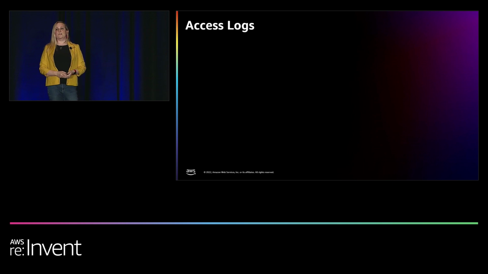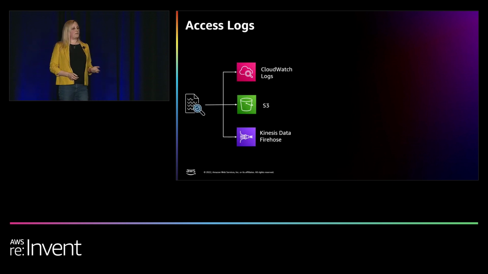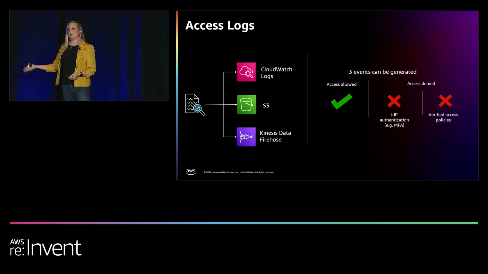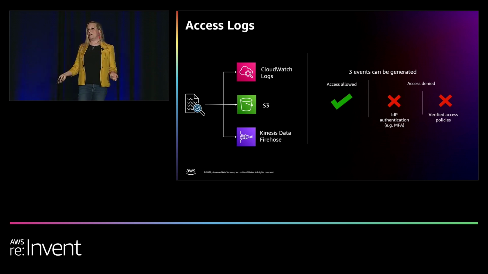So let's take a minute and talk about logs. We support 3 log targets, either CloudWatch logs, S3, or Kinesis Firehose. We will emit 3 kinds of log entries towards those targets, either access allowed or 2 kinds of access denied messages, depending on why the access was denied.